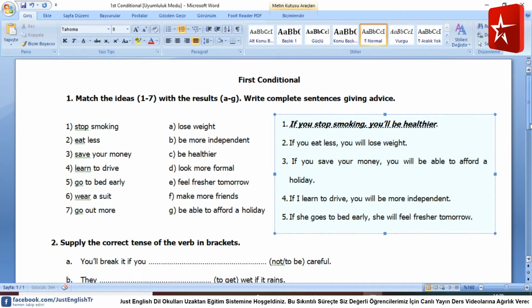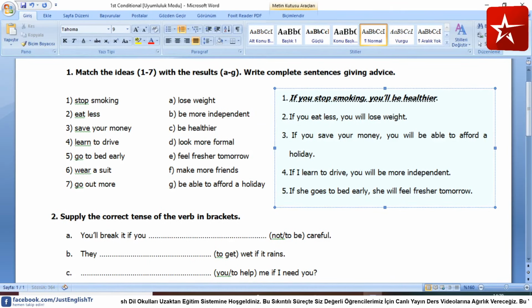And for number 6 and number 7, I won't write on the screen. I will be waiting for your answers for number 6 and number 7. Wear a suit and go out more. Can you write these 2 sentences, please? Can you complete these sentences? Okay.